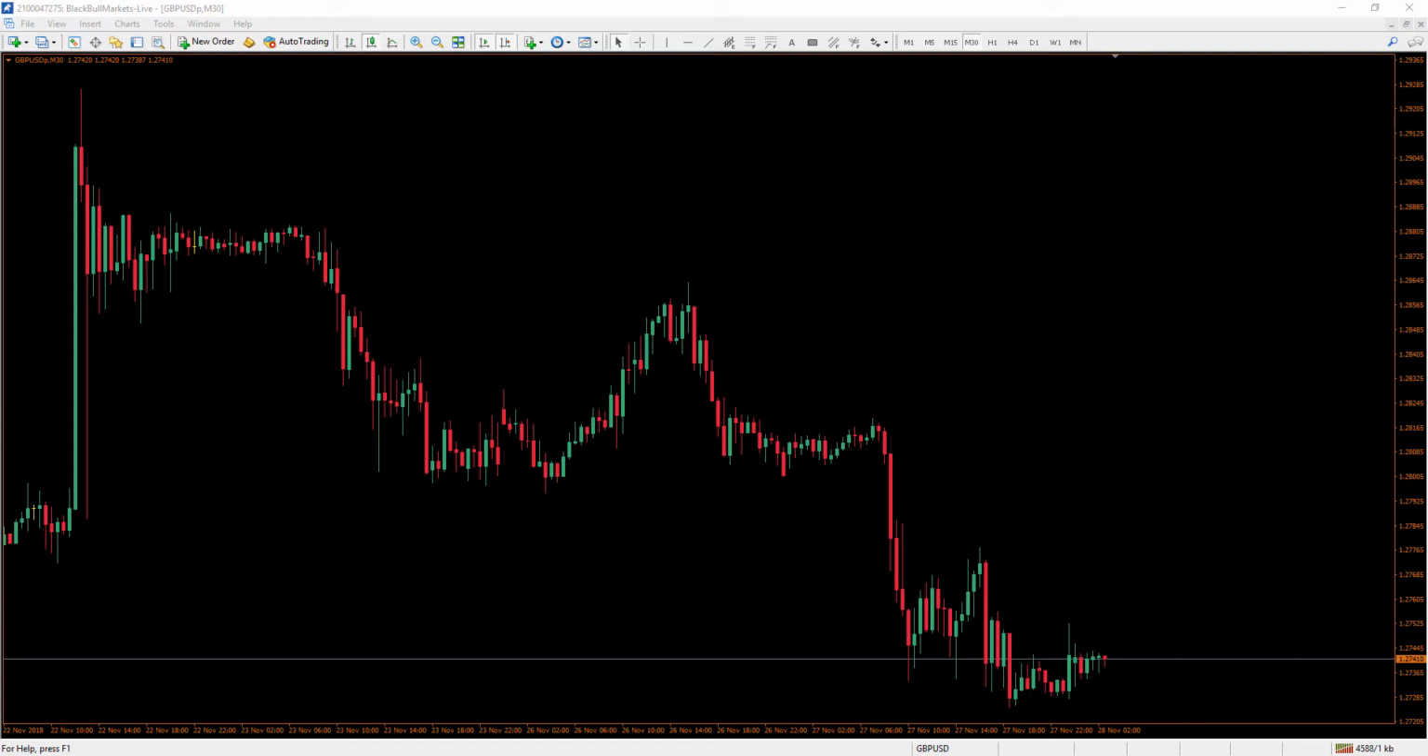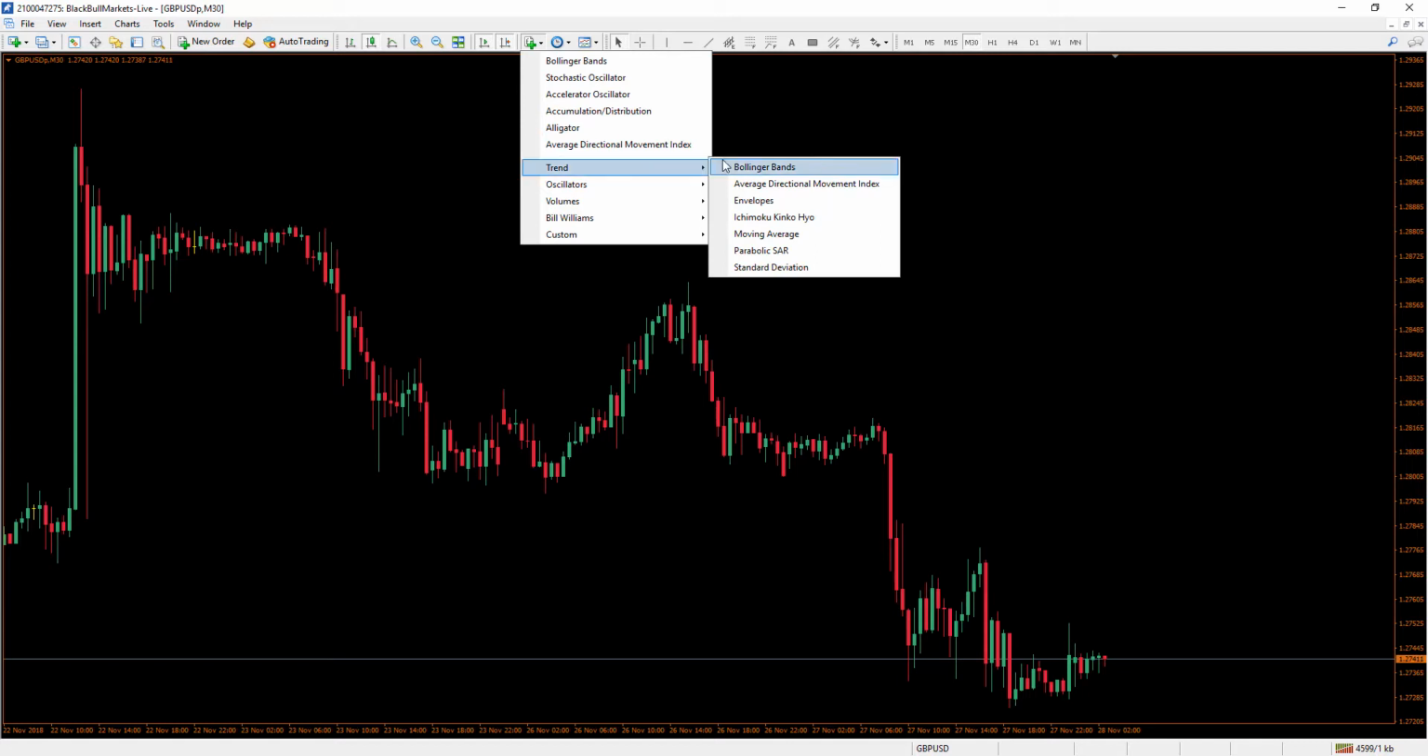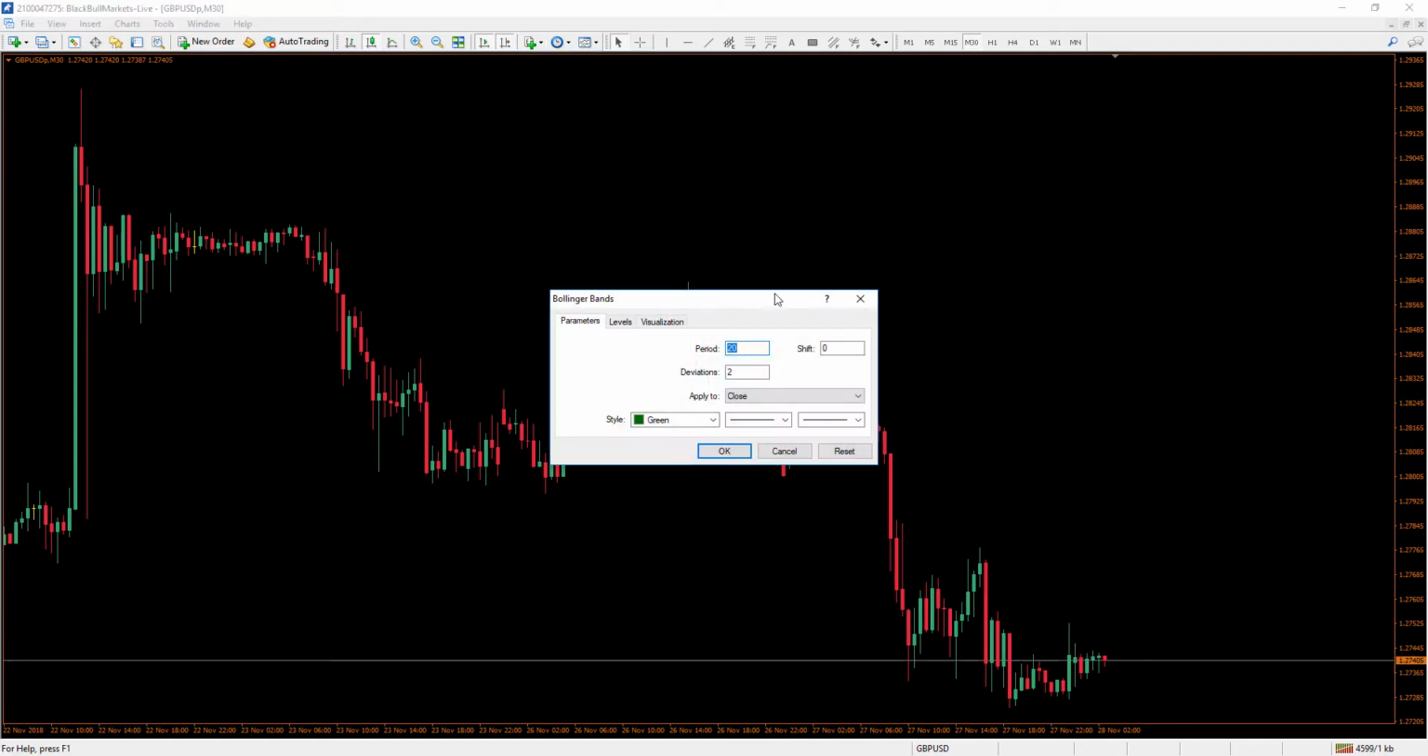In this one we'll be looking at how to use a Bollinger Band. In the Bollinger Band we have three lines. I'll quickly add it in here. To add a Bollinger Band you can go to your indicator list, which is up here on that little button over there. You can go to trend and you can select Bollinger Band from the list.